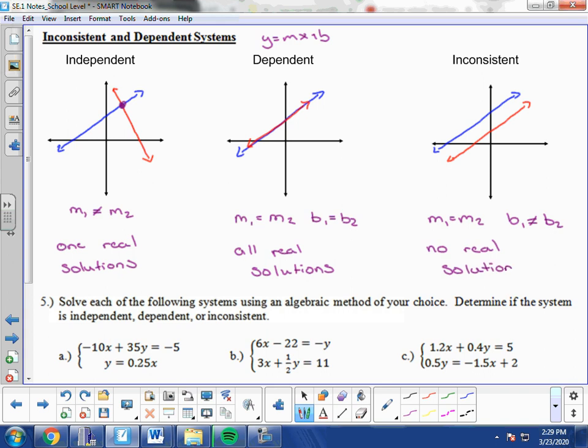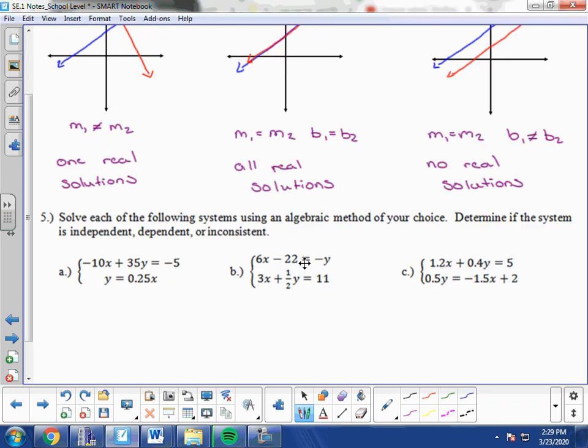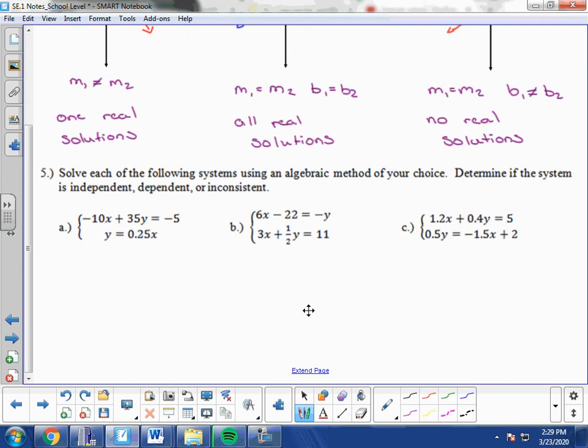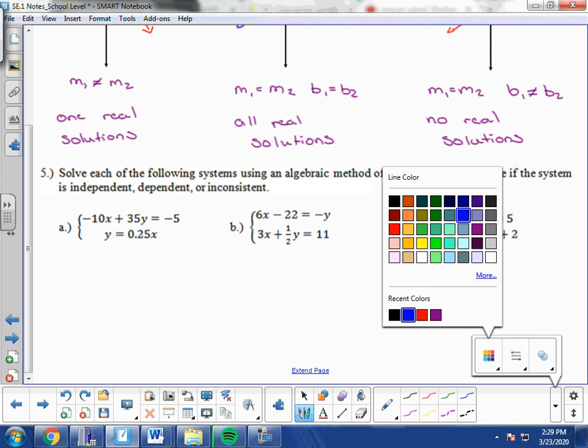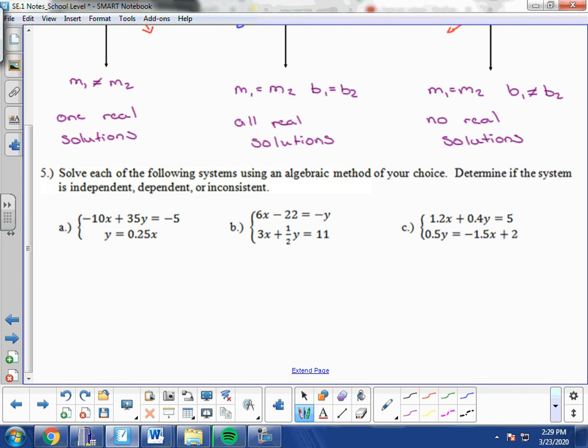So most of our equations will be independent. We'll come up with one real solution. But sometimes they'll be dependent, or sometimes they'll be inconsistent. Let's take a look at what happens algebraically to show us those three different instances. Problem number 5 tells us to solve the systems using an algebraic method of our choice and determine if the system is independent, dependent, or inconsistent. Let's take a look at 5a. See if you can solve for x and y in 5a. Go ahead and pause the video and solve now.